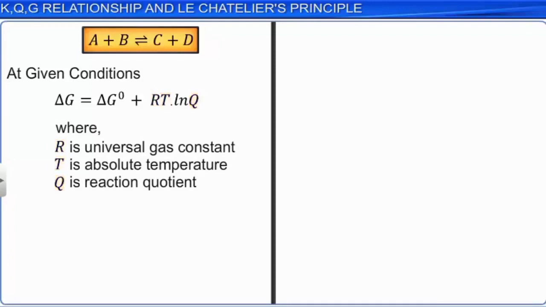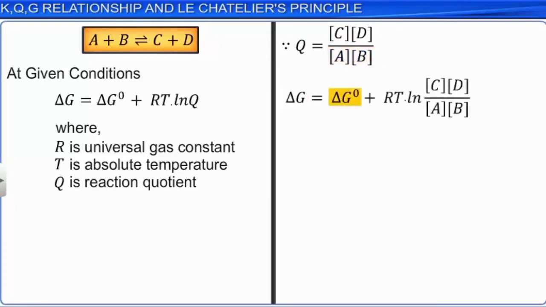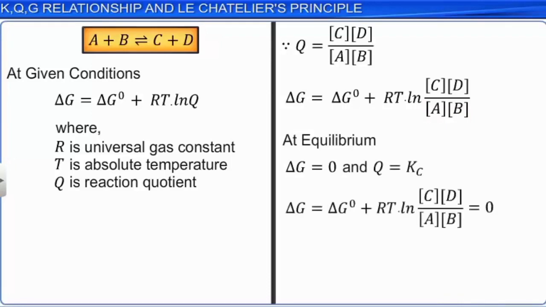Since the reaction quotient Q for the reaction is equal to the product of the concentrations of the products C and D divided by the product of the concentrations of the reactants A and B, the equation can be written as delta G is equal to delta G naught plus RT ln [C][D] divided by [A][B]. At equilibrium, when delta G is equal to 0 and Q is equal to equilibrium constant Kc, the equation becomes delta G is equal to delta G naught plus RT ln Kc is equal to 0.